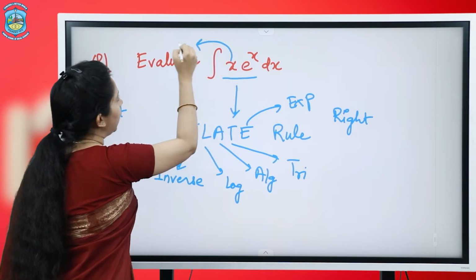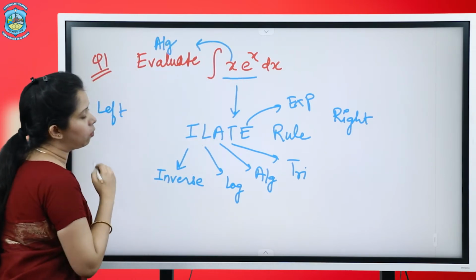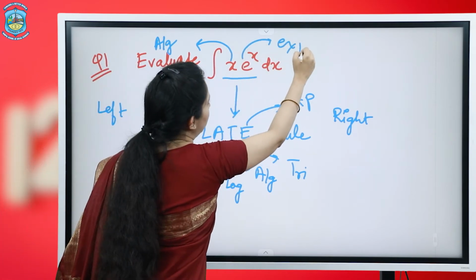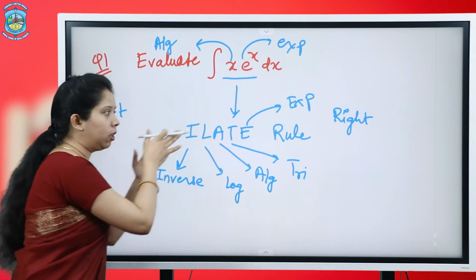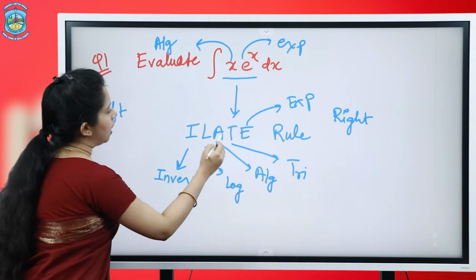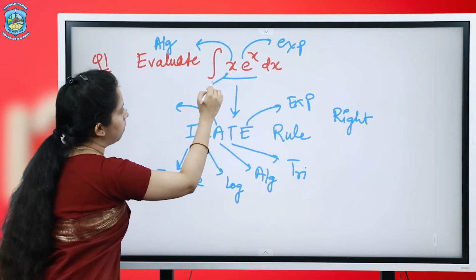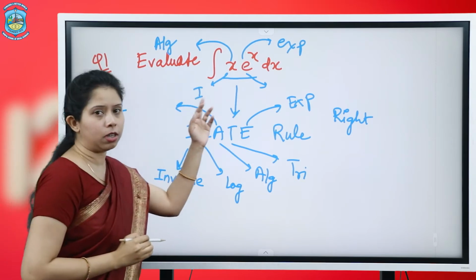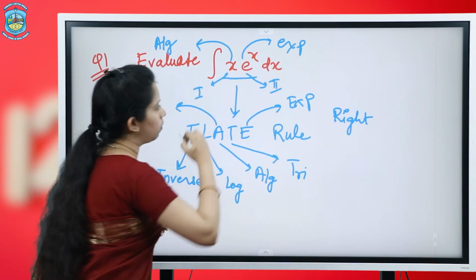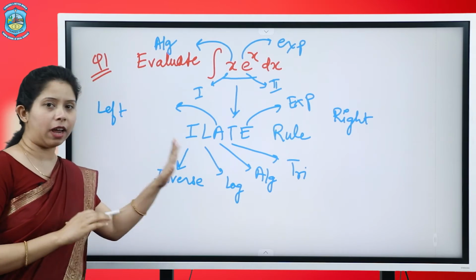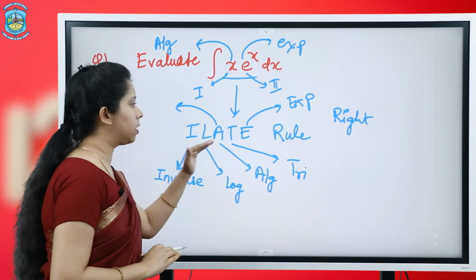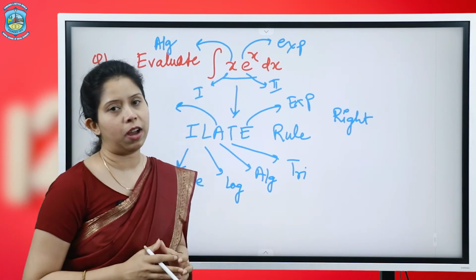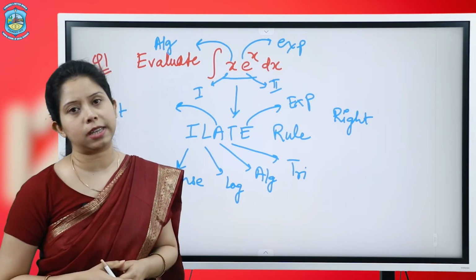So here x is an algebraic function, as we have already discussed, and e raised to the power x is an exponential function. Moving from left to right, we have the algebraic function and then the exponential function. That means x will be our first function and e raised to the power x will be our second function. So you first decide with the help of the ILATE rule which function of the product will be the first function and which one the second.